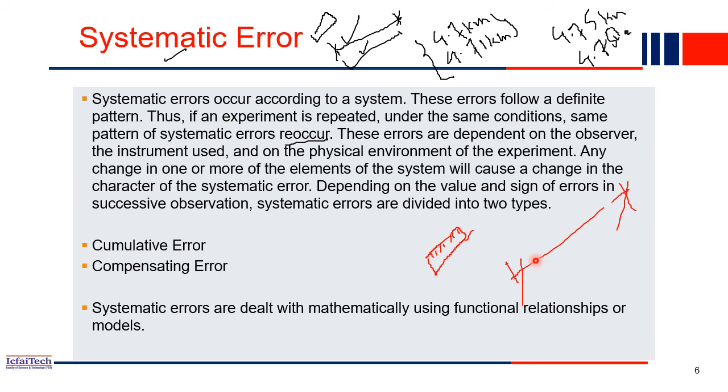So in the first reading, an error of 1 millimeter is added, in the second reading again 1 millimeter, third reading 1 millimeter, like that. Errors will be added: 1, 2, 3, 4, like that. So this type of error we call cumulative error. And the second type of error we call compensative error.